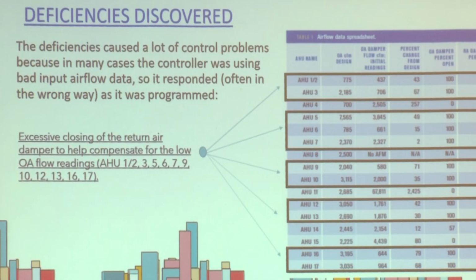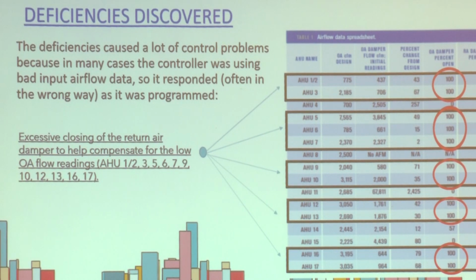And then on the other side, now the outside air dampers are all at 100% because now the airflow monitor thinks that the flow is way under the design. So guess what? Now they go and they open themselves up 100%.